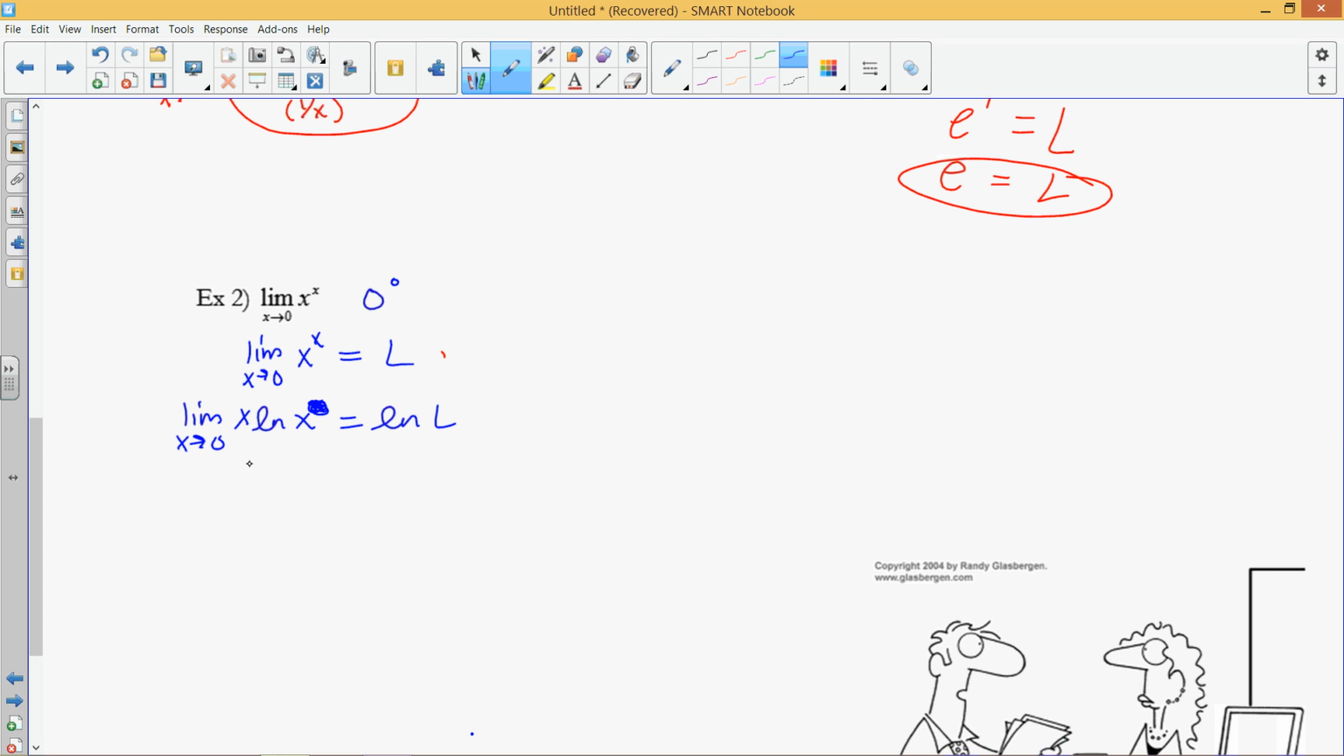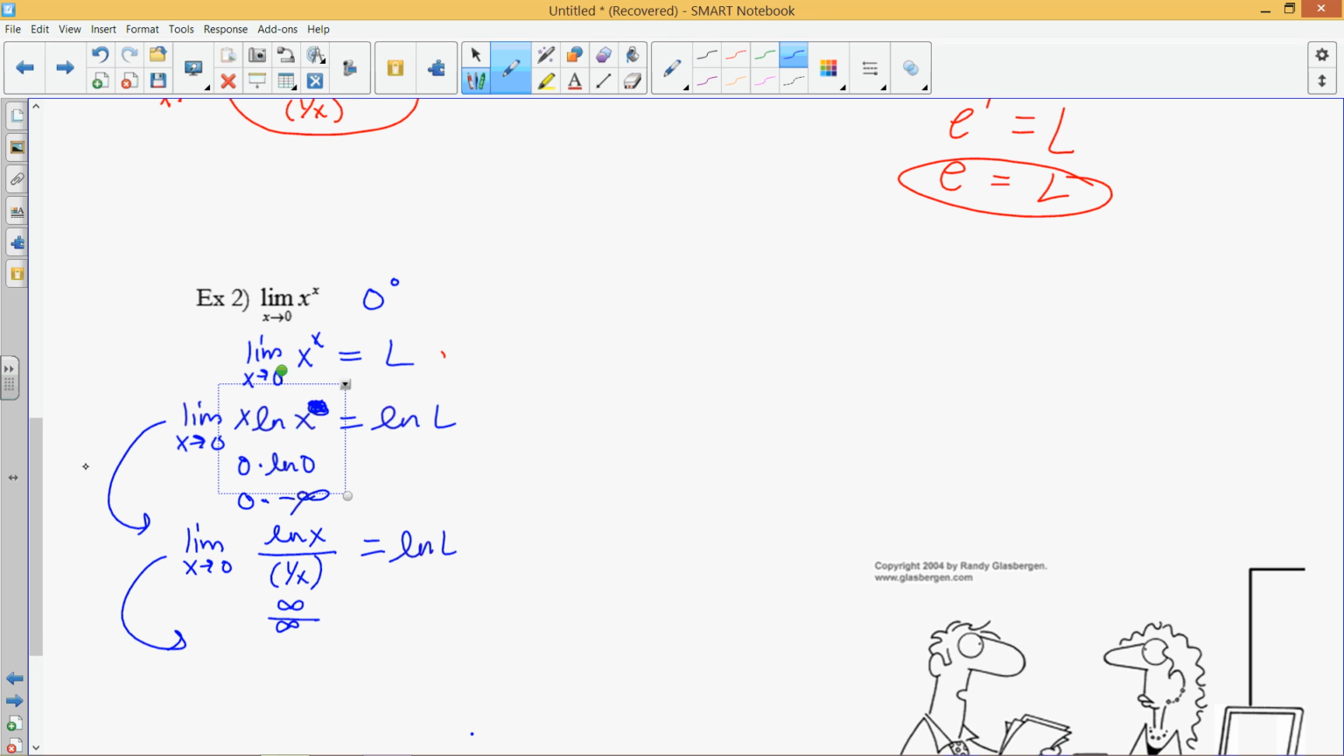Now I'm going to plug 0 in again. 0 times ln 0. Well, ln of 0 doesn't exist, but this isn't really 0. It's technically kind of 0. The ln of kind of 0 is negative infinity. 0 times negative infinity is indeterminate, so I'm going to turn this into a fraction. The limit as x approaches 0 of ln x divided by 1 over x equals ln L. I'm going to plug in 0 again. I'm going to get infinity on top, and 1 over 0 is infinity on the bottom.